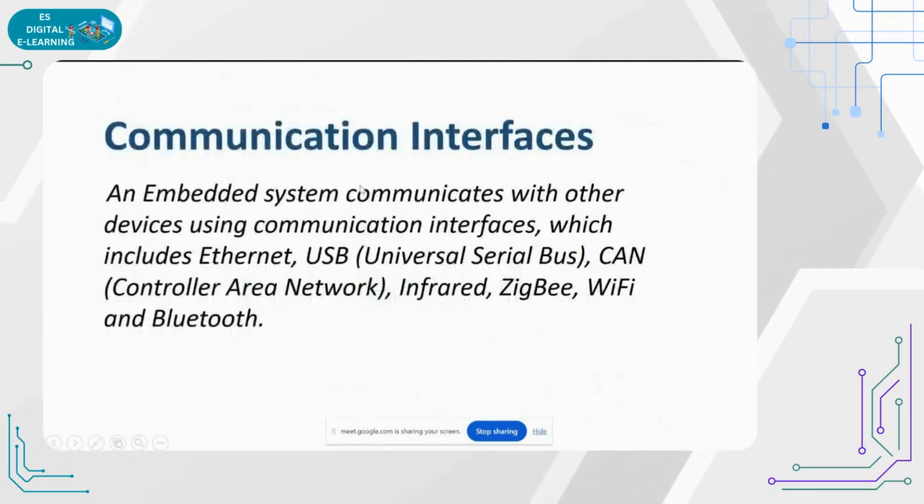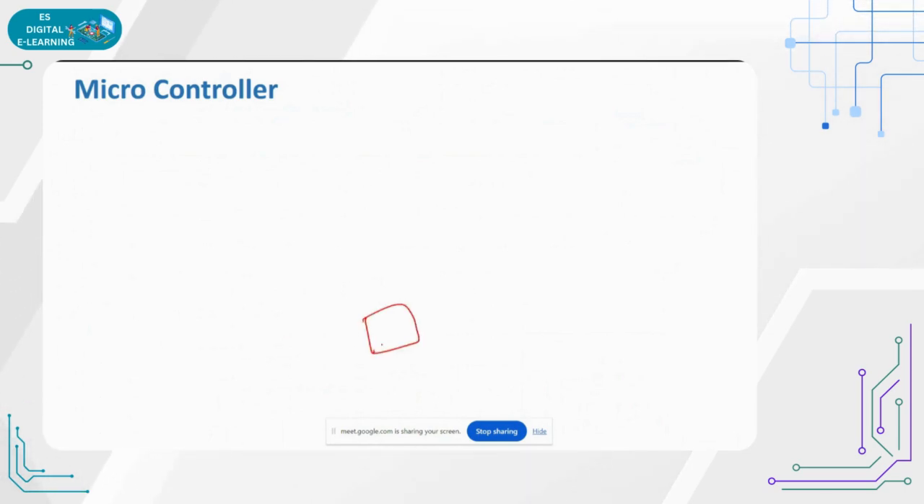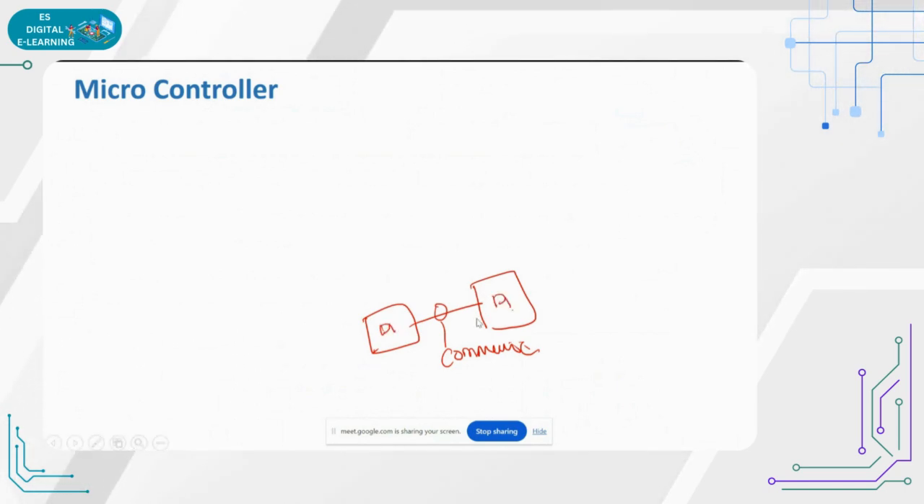What are the communication interfaces? Communication interfaces are the USB port, Ethernet, CAN, and these are used for exchanging information from one controller to another controller. With the help of the communication port, we are able to exchange information from device 1 to device 2. Getting right?